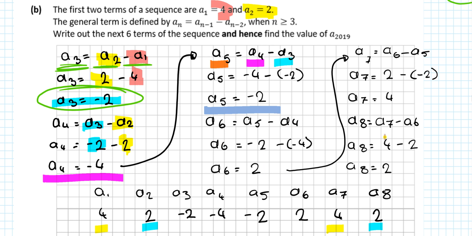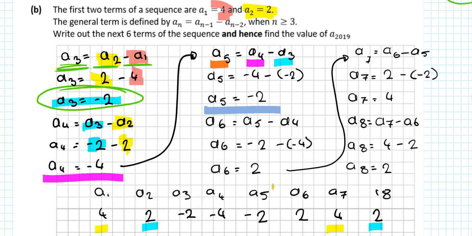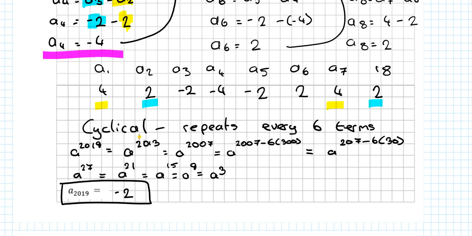to A8. The reason I want A8 is because it says the next 6 terms. Write out the next 6 terms in the sequence. So I've got A1, A2, A3, A4, A5, A6, A7, and A8. And you might notice then that it's a bit of a repeating pattern. 4, 2, 4, 2. It repeats every 6. So it's a cyclical pattern. It repeats every 6 terms.